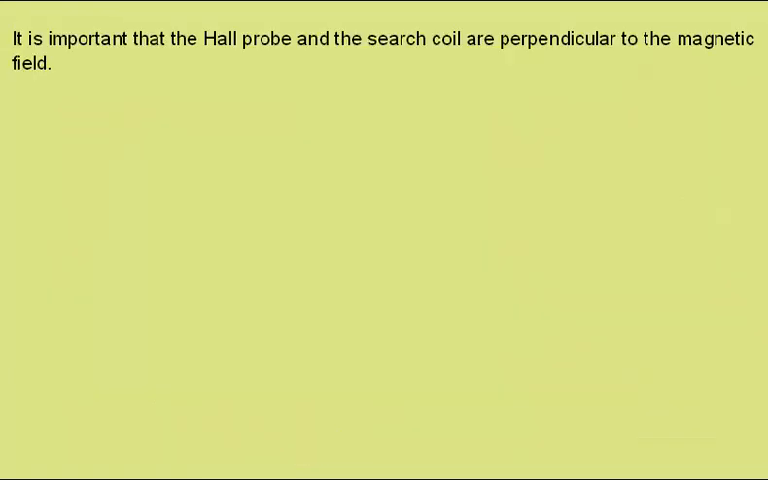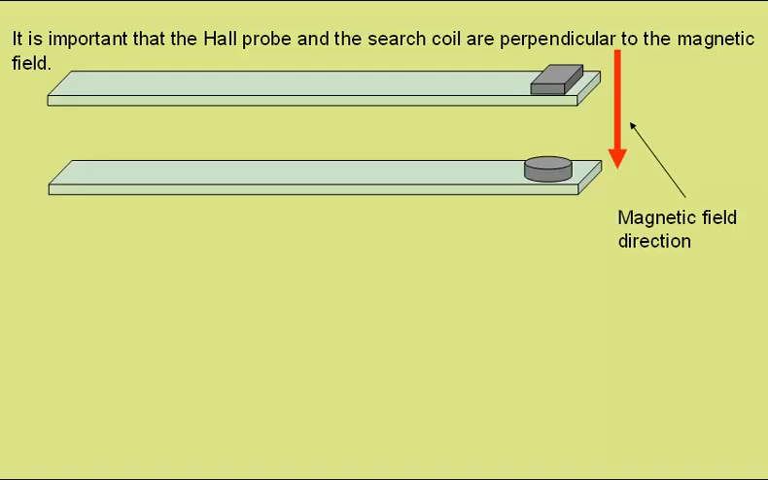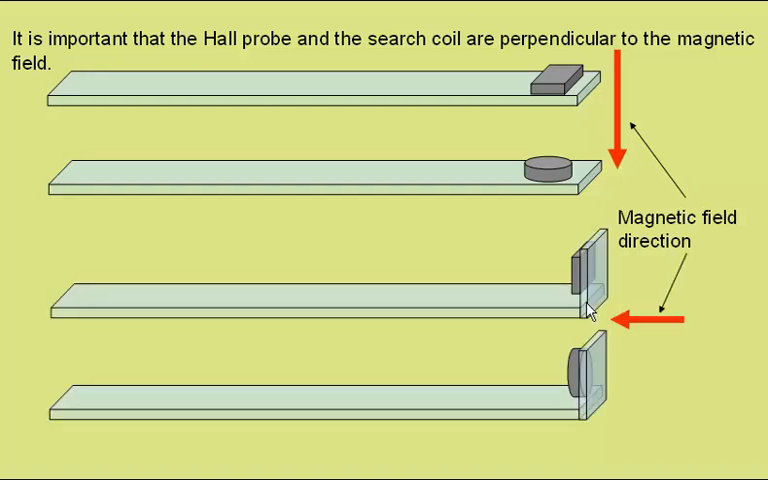It's important that the Hall probe and the search coil are perpendicular to the magnetic field they're measuring, and we tend to get two designs. Arms like this, with the Hall probe and the search coil on the ends like this, to measure a magnetic field in this direction, or a design like this, where the Hall probe and the search coil are mounted on this upturned section to measure a magnetic field in this direction.